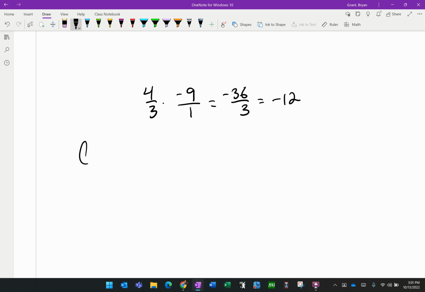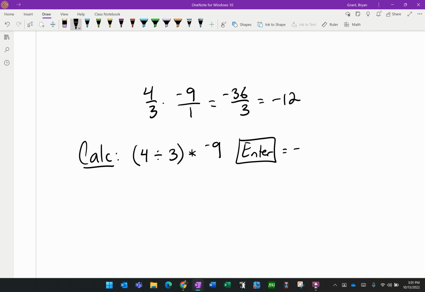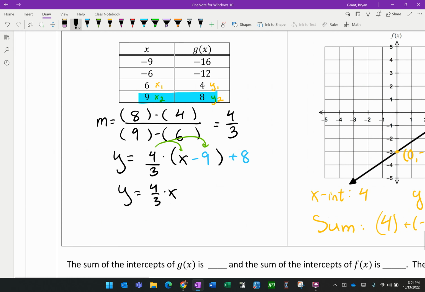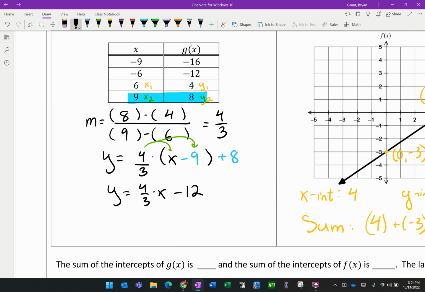The other way you could do it is on your calculator, type exactly this. Parentheses 4 divided by 3, closed parentheses. We always want to group our fraction in parentheses just so we don't lose any numbers. And then times, and then we need a -9, not a minus, but a -9. And when you press enter, hopefully you end up with -12. Either way, we have -12, so minus 12, and then there's still a plus 8. Finishing cleaning this up, 4/3 x, -12 plus 8 is -4.